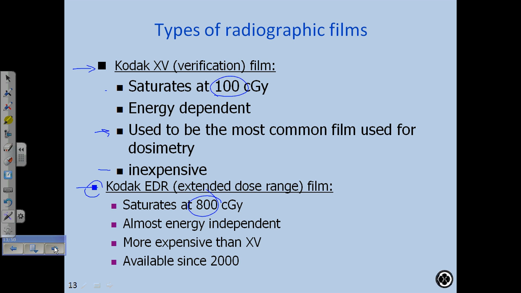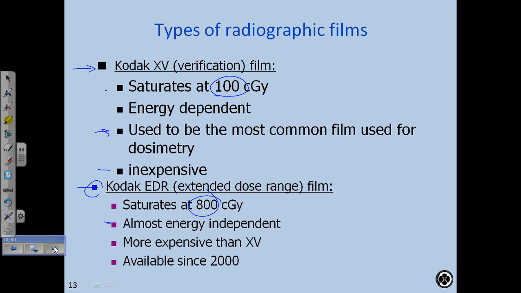It's almost energy independent. Now, what makes XV film energy dependent? What makes something energy dependent? Remember we talked about chambers' energy dependence? What it's made out of. Yeah, what it's made out of. Could be geometry. The atomic number. Something that has a high atomic number is going to have its signal shoot up at low energies, because the photoelectric effect is proportional to Z cubed.